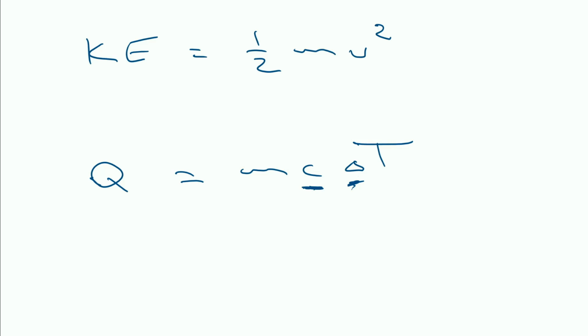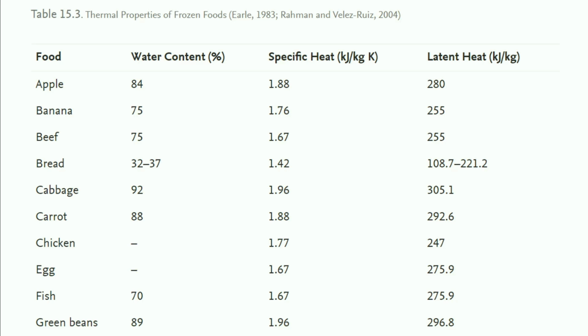In not quite so general terms, specific heat capacity is the energy required to raise 1 kilogram of the substance by 1 Kelvin or 1 degree Celsius. So it's how much energy is required to raise a kilogram of the stuff by 1 degree. Now, what is the specific heat capacity of a chicken? I would have absolutely no idea, but that's okay. I don't need to, because Earle already found out for me in 1983, and then he was backed up by Rahman and Villa-Ruiz in 2004.